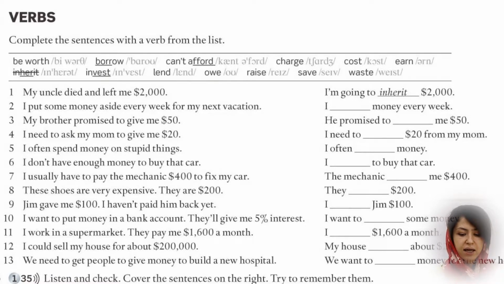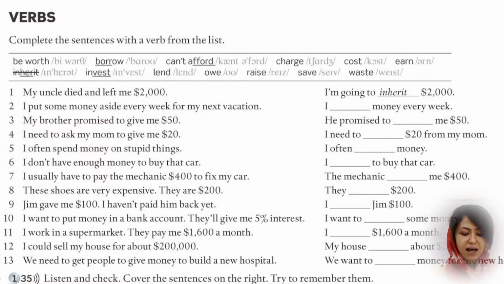Cost. Again, it costs $10, the price of something. We are telling the price. Waste money, to spend money lavishly, okay? You don't pay attention to the money and you spend it a lot, so you waste the money. Earn. Earn means to gain money. For instance, you work and you earn money. So let's go to the sentences.